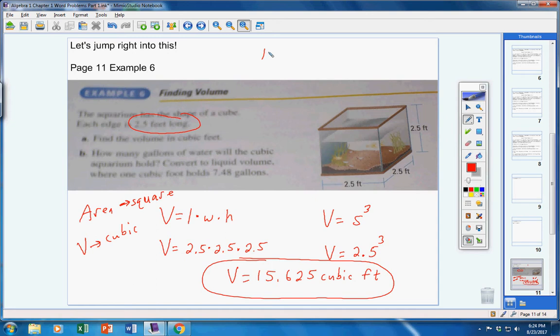Another way to write that would be 15.625, and then some people put feet cubed, which means cubic feet. That's also acceptable, no problem there.